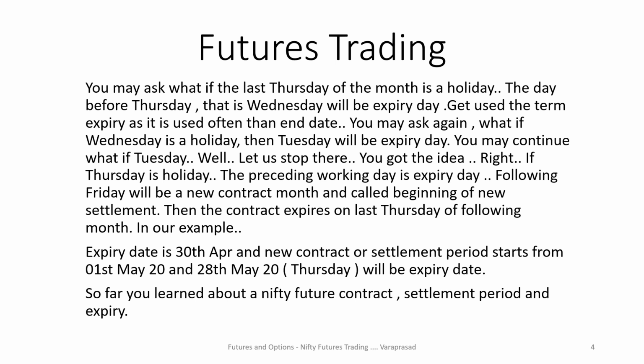Following Friday will be a new contract month and called beginning of new settlement. Then the contract expires on the last Thursday of the following month. In our example, expiry date is 30th April and the new contract or settlement period starts from 1st May 20 and 28th May 20 Thursday will be expiry date. So far, you learned about a Nifty futures contract, settlement period and expiry.